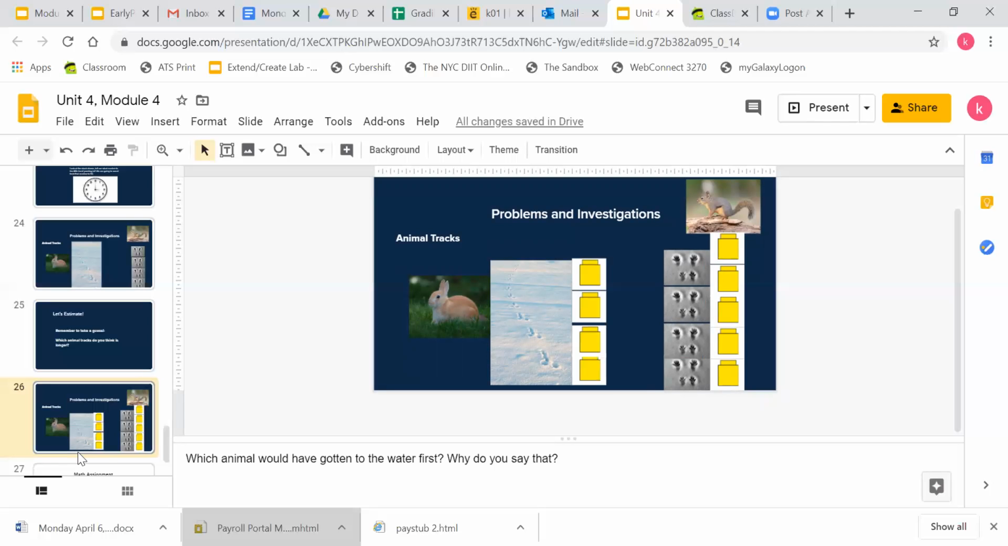Interesting. So, which animal would have gotten to the ocean or the water faster? I think that the animal that would have gotten to the water faster would probably be the bunny. I don't know though. I wonder what you guys think. You guys can tell me what you think. You can take a video of what you think, which animal got there faster.